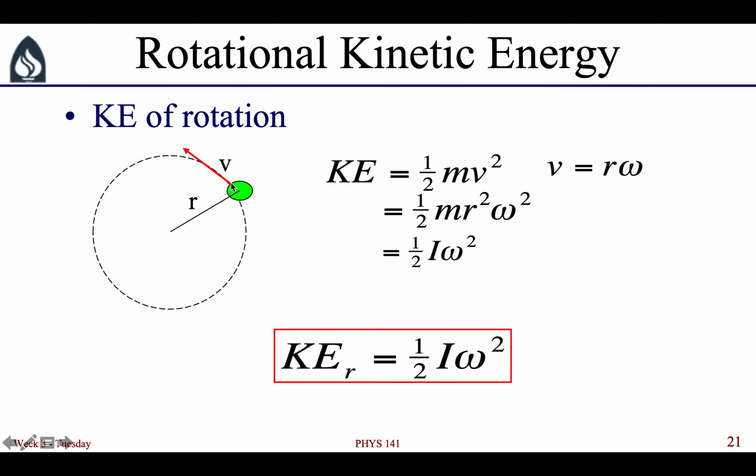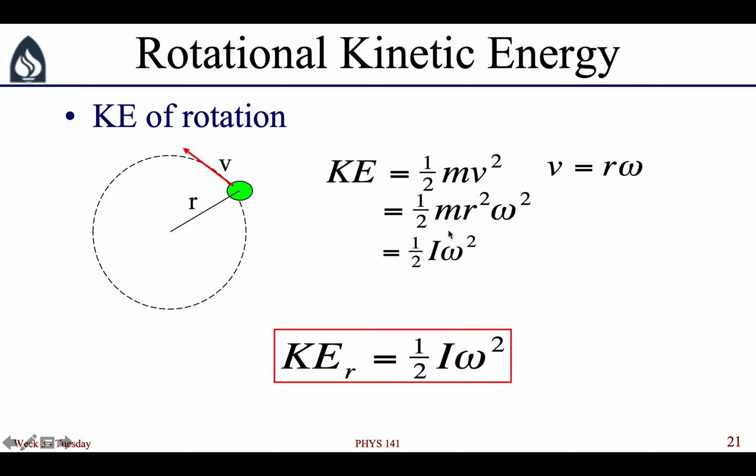So if we have an object that's going in a circle, we know generally that kinetic energy is equal to 1/2 mv squared. If we want to write this in terms of rotational quantities, we know that the velocity is equal to r omega. So we're assuming here this is a tangential velocity. If we plug r omega in for the velocity, we get 1/2 m r squared omega squared. But then this m r squared quantity we recognize. We recognize this as being the moment of inertia for an object going in a circle.